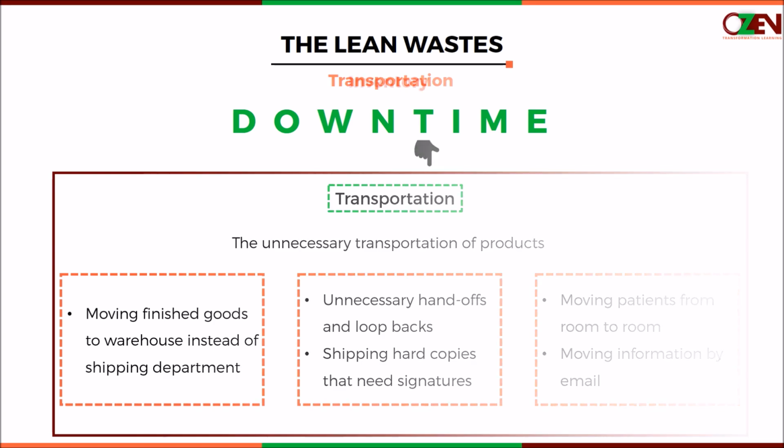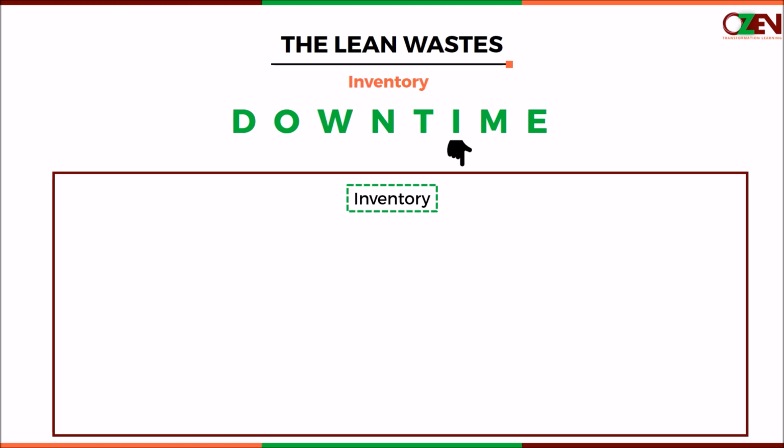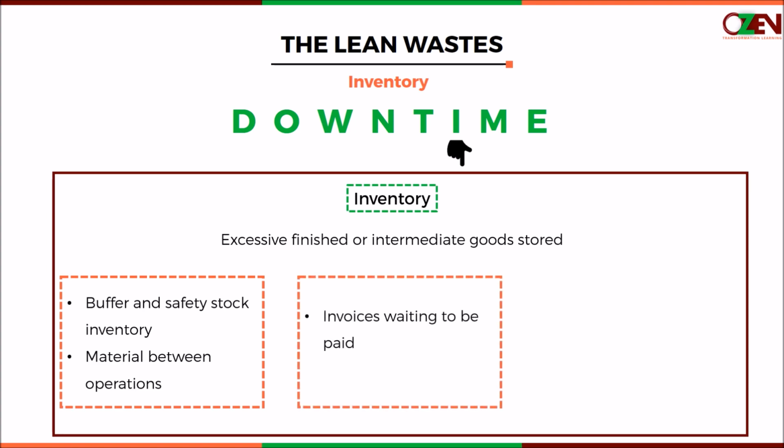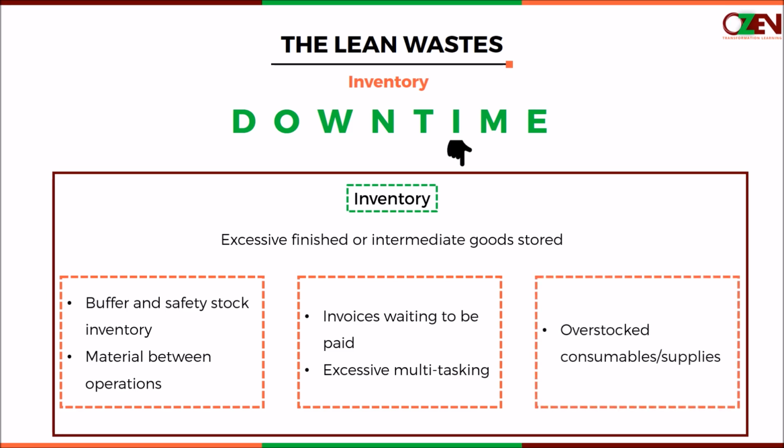I stands for inventory. This refers to excessive finished or intermediate goods stored. In manufacturing, this could be buffer and safety stock inventory or material between operations. In service, this may be invoices waiting to be paid or excessive multitasking. In healthcare, this could look like overstocked consumables and supplies.